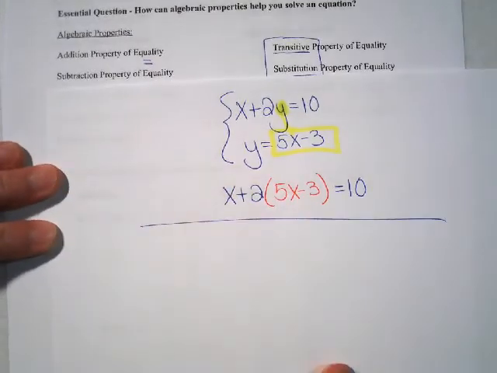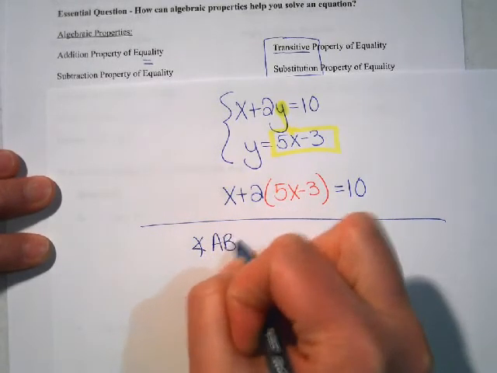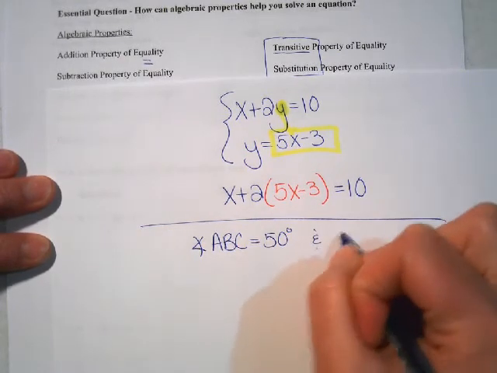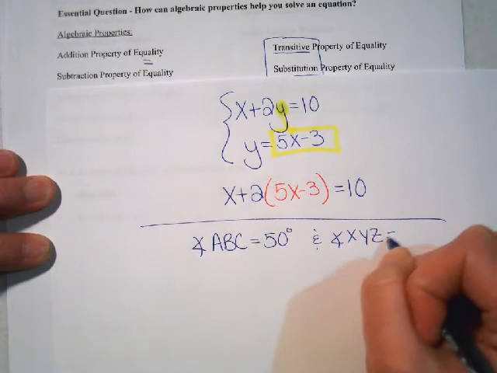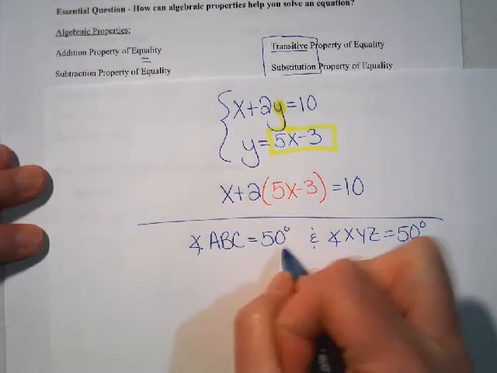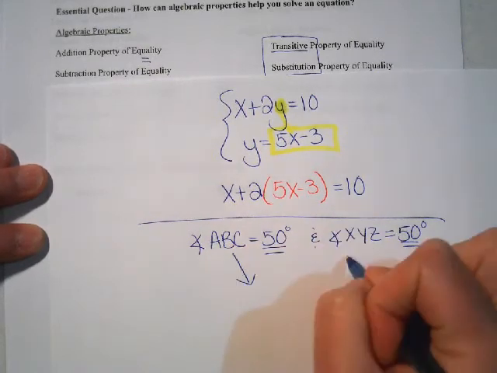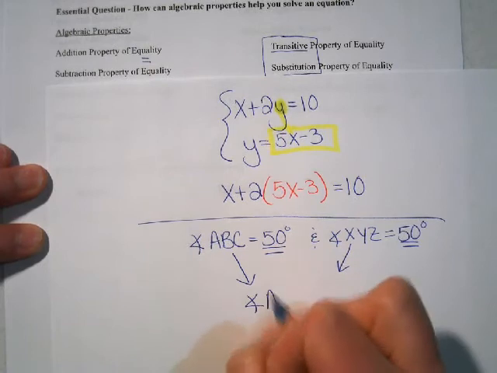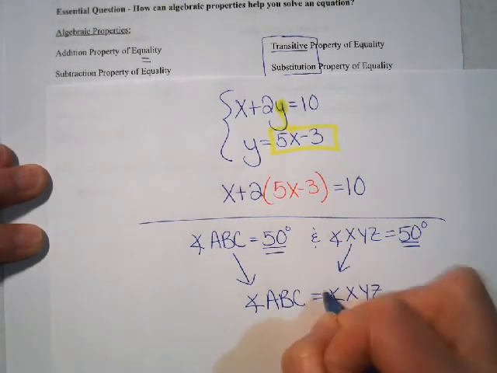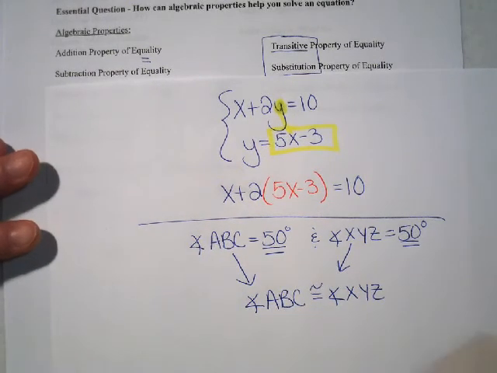Let me give you kind of a more geometric question or problem. Let's say that you have angle ABC equals 50 degrees. And let's say that angle XYZ also equals 50 degrees, correct? Well, in a way, these are both equal to the same thing, correct? So what they want you to do is they want you to put these together. So you're putting shapes together, though. You're not putting numbers together. So you're putting shapes, and so they should be congruent. In a way, that's the transitive property.